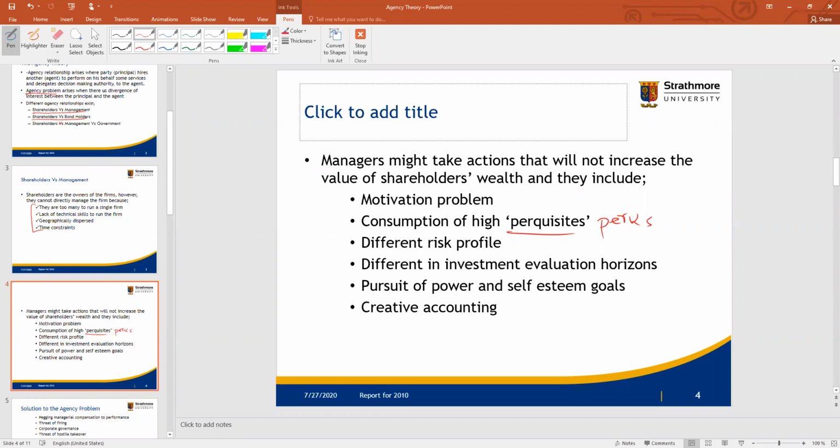Now, if, for example, the managers and the board, have you seen a scenario where the chairman of the board is also the CEO? I don't know whether you've seen that case where the chairman of the board is also the CEO of the company. Have you ever seen such companies? Yes. I hope yes, because most times you can have a scenario where the chairman of the board is also the CEO of the company.